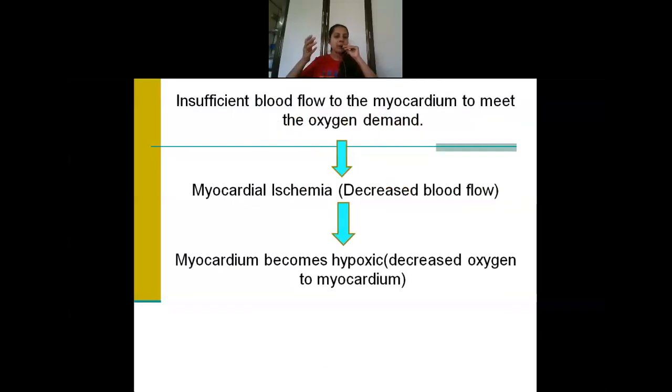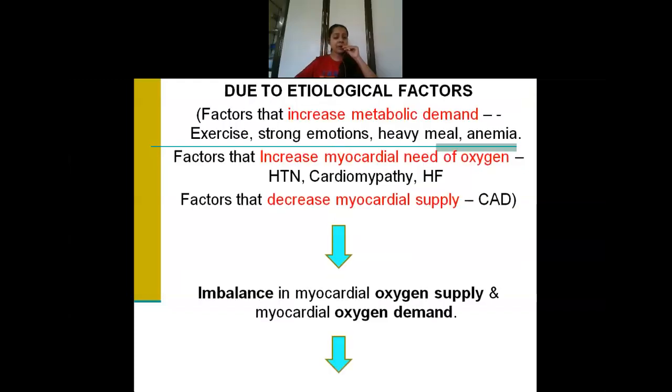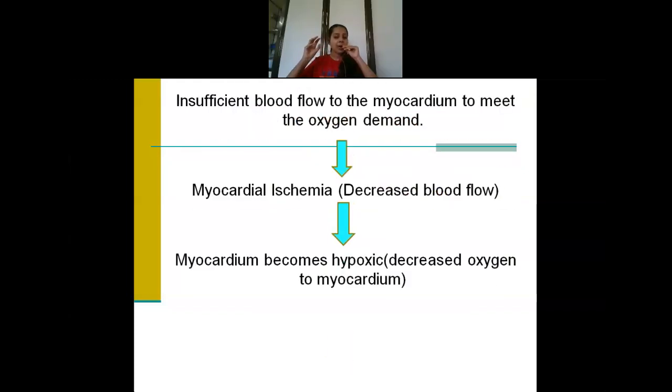Now, what will happen when there is insufficient blood flow? Here there is imbalance in supply and demand, no? So, what happens to the myocardium? It will receive less amount of blood flow. Okay. What happens when there is decreased blood flow? That is called myocardial ischemia. Okay. What is myocardial ischemia? Nothing but there is hypoxia. There is decreased oxygenation, isn't it? Decreased blood flow means what? Decreased oxygenation to the heart, isn't it?